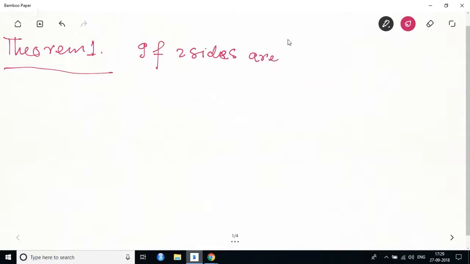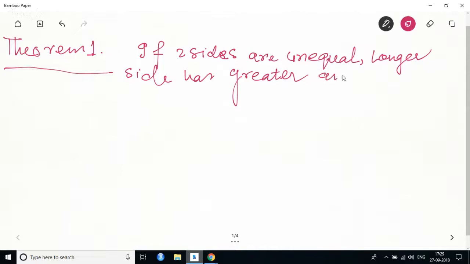Okay, so what is the first theorem? Theorem 1: if two sides of a triangle are unequal, the longer side has greater angle opposite to it. And this is a very easy proof.